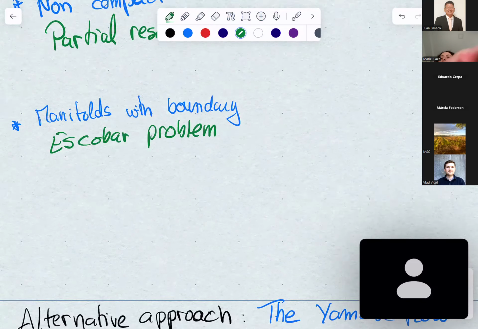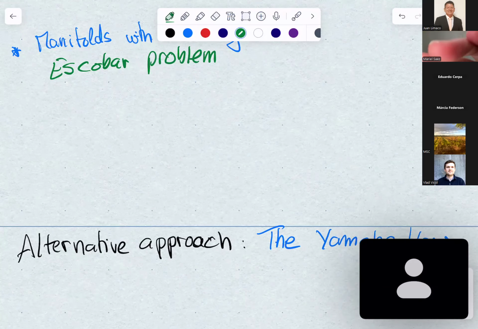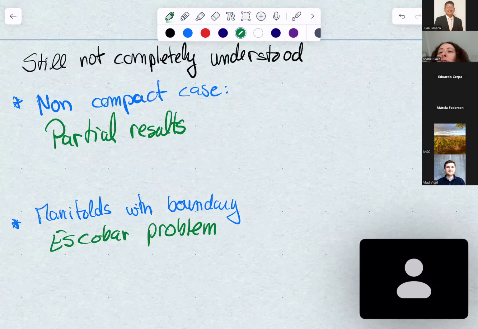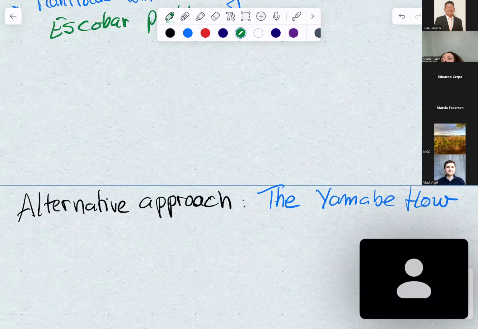So there are still things that need to be done even for the classical Yamabe problem. Okay, so today, as in the title, I want to talk about a modification of the Yamabe problem. And I had the word flow in my title, so let me talk a little bit about the Yamabe flow, and then I'll go to my flow.